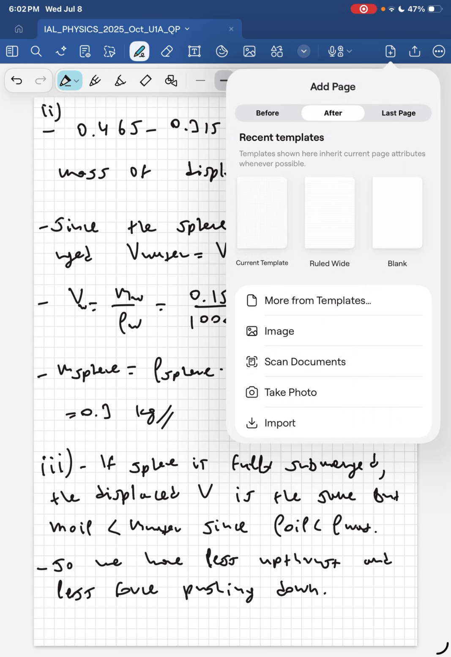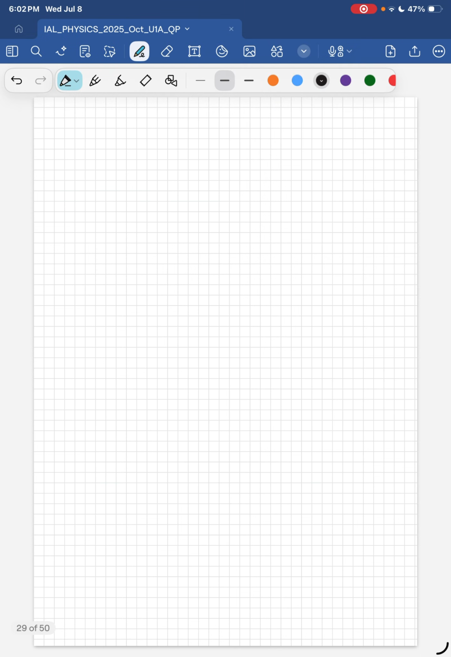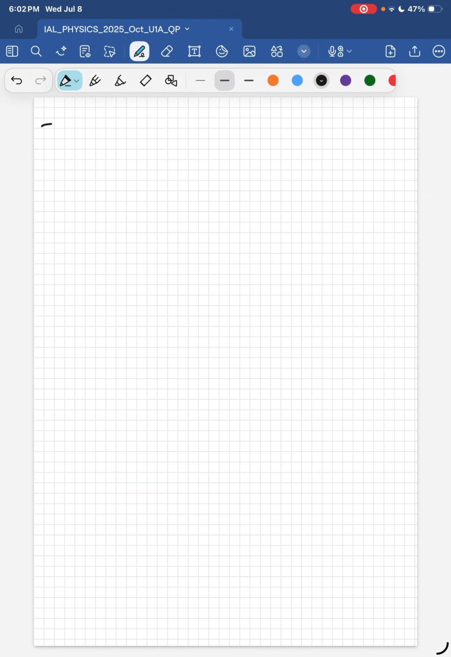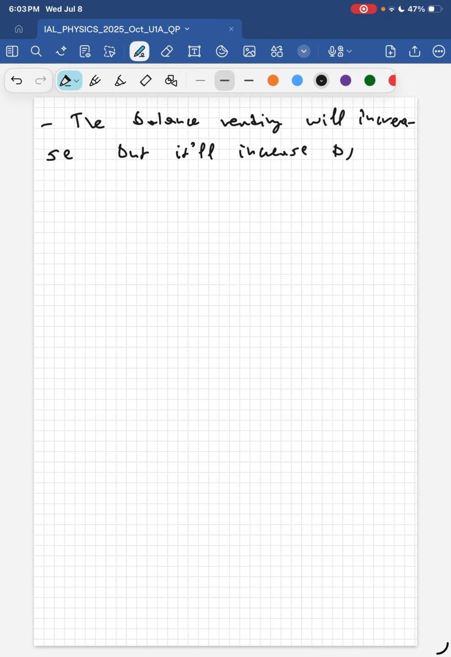Let's use another clean page. So the balance reading will increase, but it will increase by less than 0.15 kilograms, which was the value we found earlier. And this is the answer, I guess.